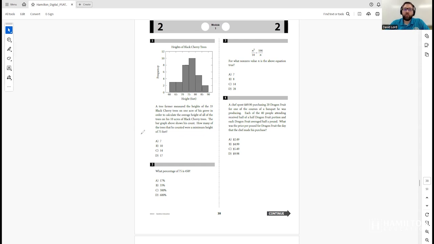So one thing you look at is that there's a minimum height of 75, and we have to go all the way over to the right. Going up to here, minimum would be at least 10 that are above 75, 75 to 80. And then we have 5 between 80 and 85, and 2 between 85 and 90. So when you take 10 plus 5 plus 2, you get a grand total of 17. And that's why D was the answer.